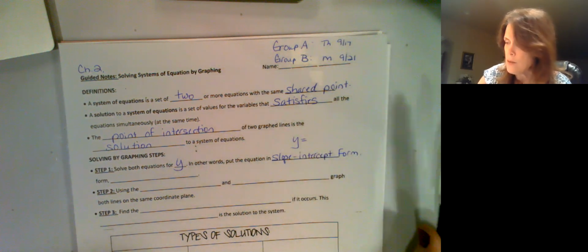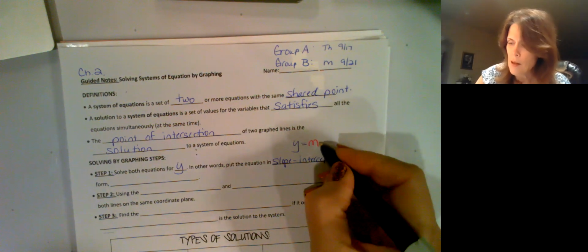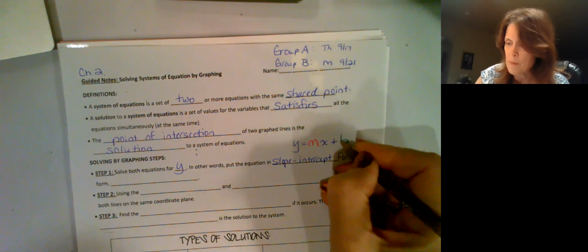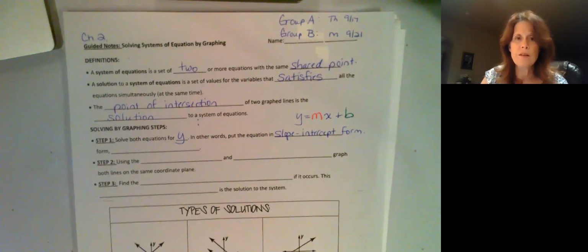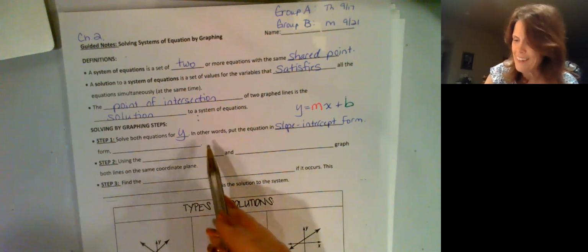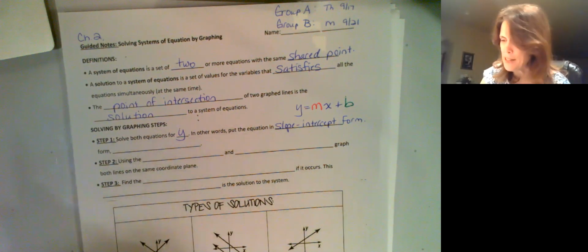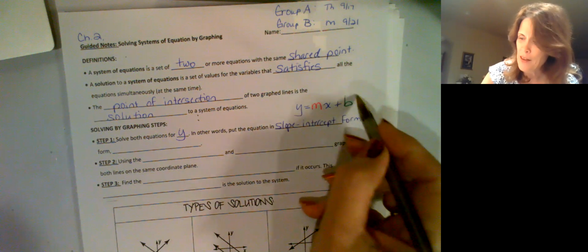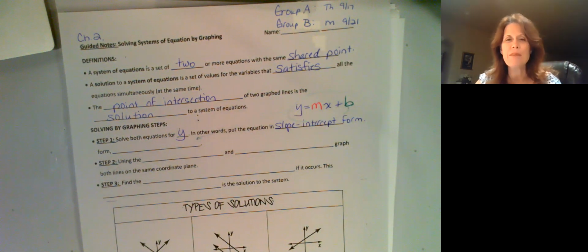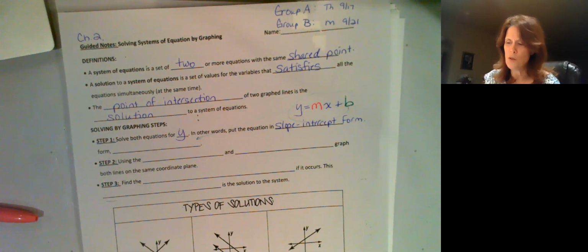Slope-intercept, remember, is y equals mx plus b form, all right? Actually, what should go right here? Now I see the line. Okay, well, you can put this down here. Our second step then is that we're going to use the slope and the y-intercept and graph both lines, okay?